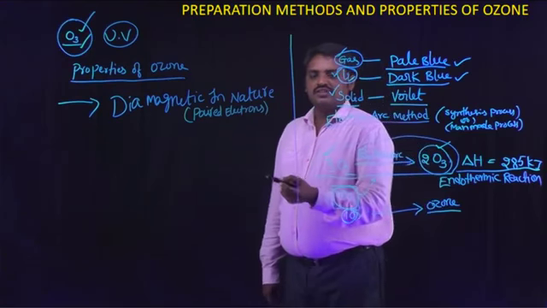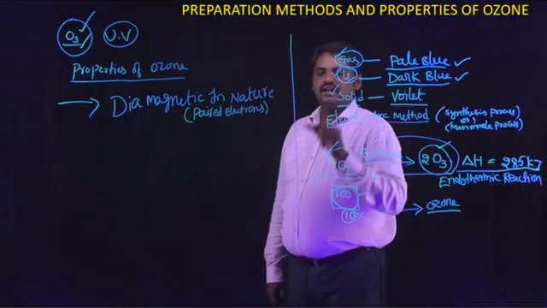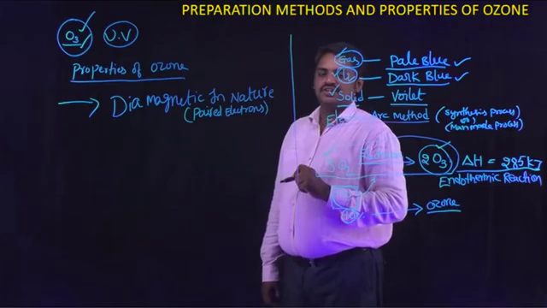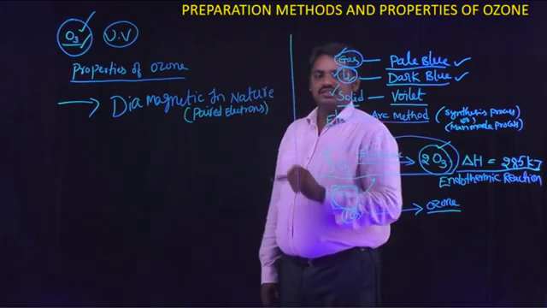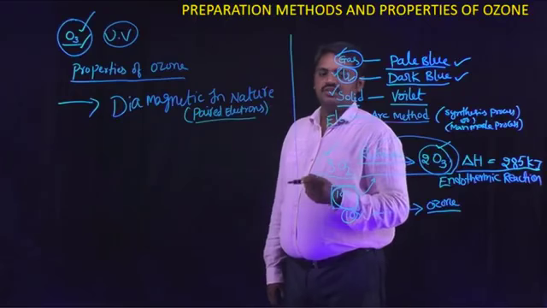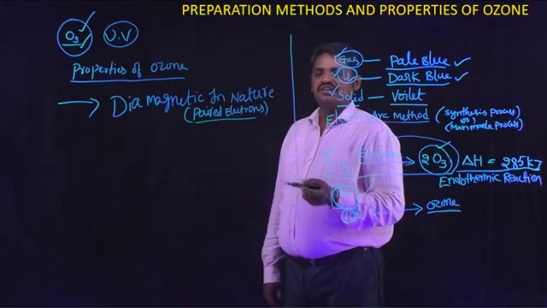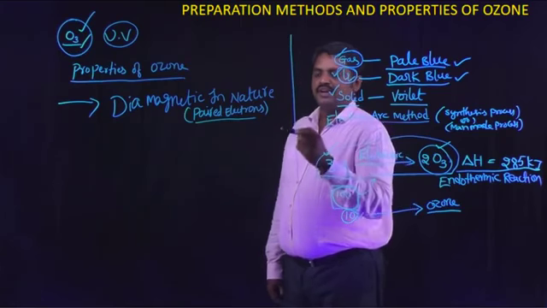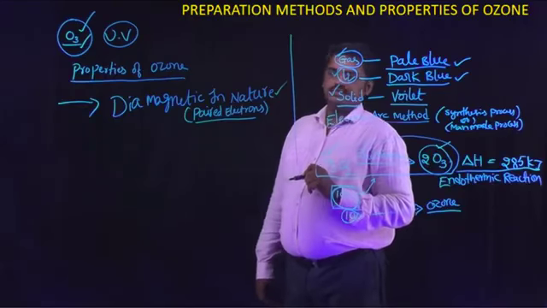The trioxygen molecule, or ozone, exhibits diamagnetic nature. Why? The diamagnetic nature is exhibited in this molecule because it contains paired electrons. Any molecule containing paired electrons exhibits diamagnetic nature. If unpaired electrons are present, that molecule exhibits paramagnetic nature. If paired electrons are present, that molecule exhibits diamagnetic nature.